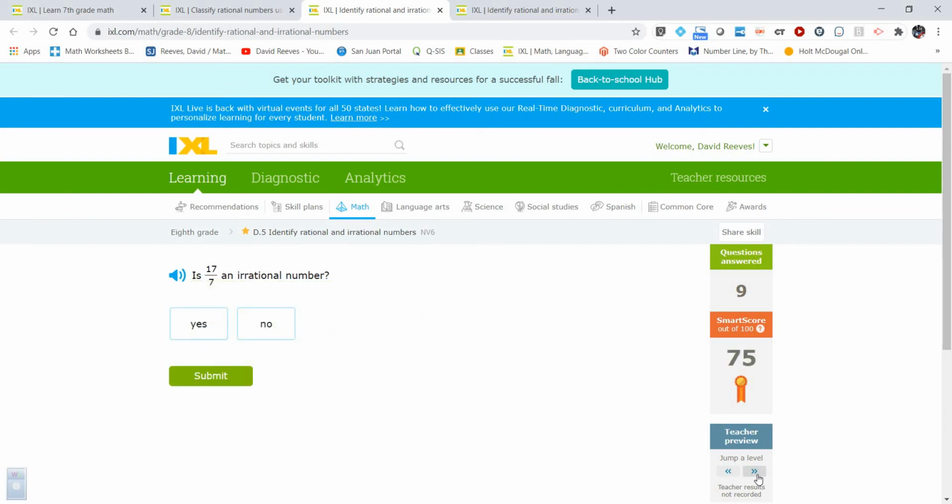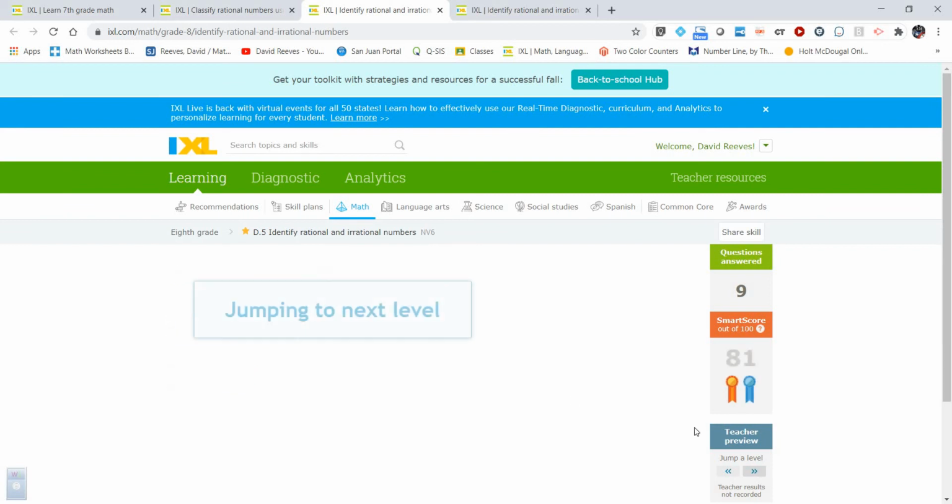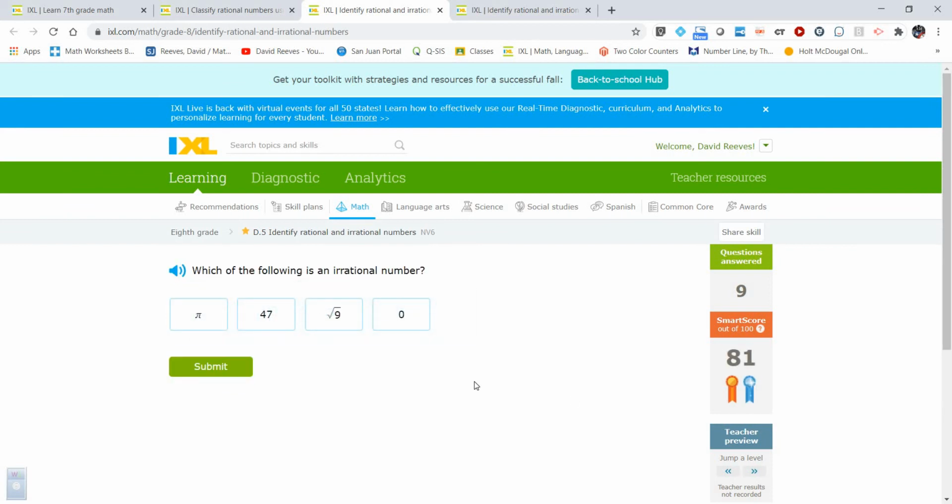All right, what do they got for us at the next level? Which of the following is an irrational number? Well, 0 is a whole number. Square root of 9 is 3. 47 is a whole number. Pi. That is like your poster child for irrational numbers. Pi is irrational. Goes on forever and ever.